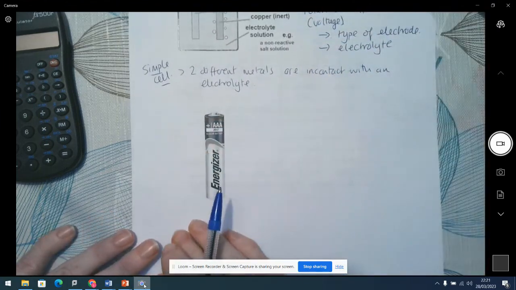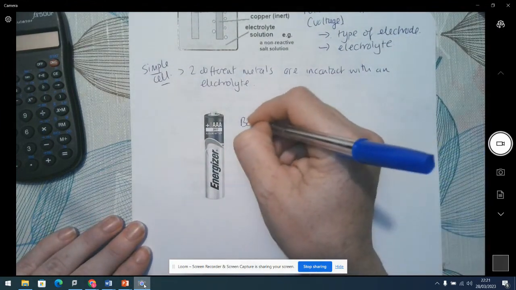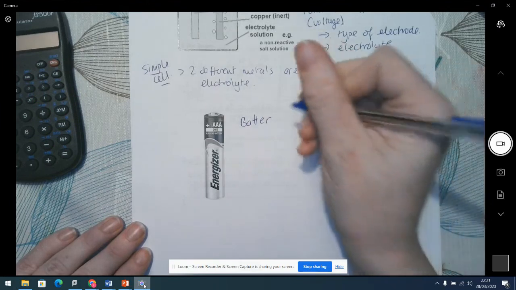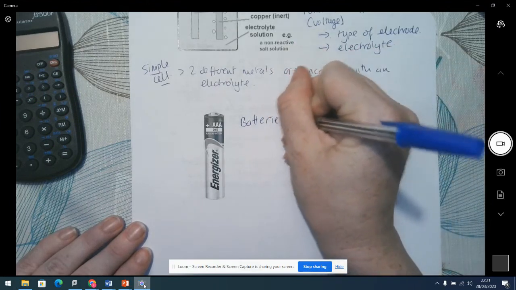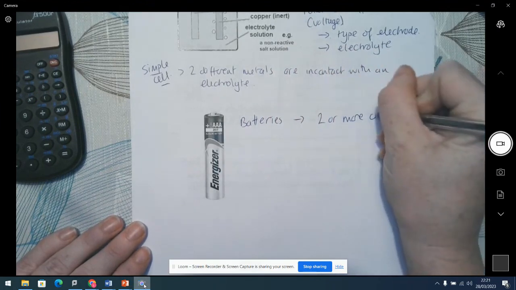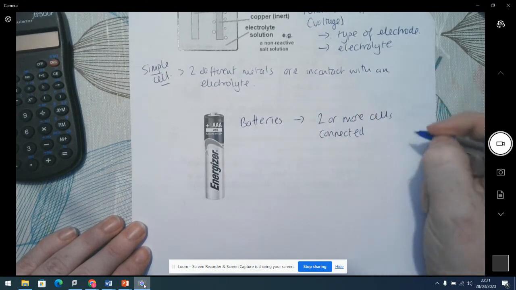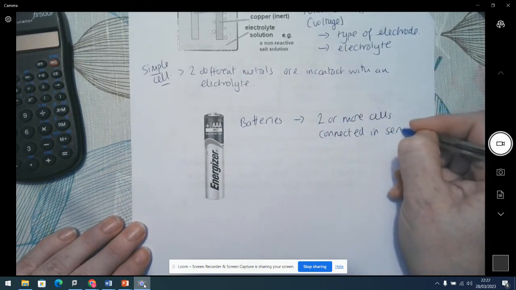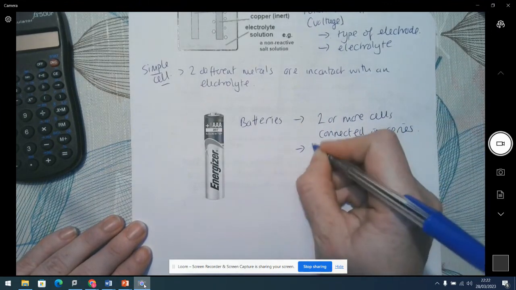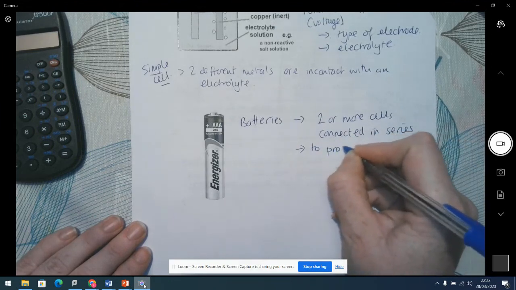Now, batteries, as we know them, this is a typical picture of a battery. Batteries are essentially two or more cells connected together. So let's write that down. Batteries are two or more cells connected, and the key thing is knowing that they're connected in series. And again, you cover that in physics, and that is to provide a greater voltage.